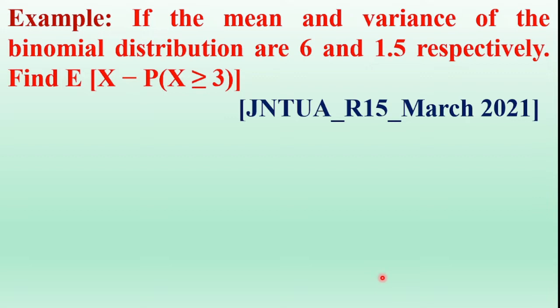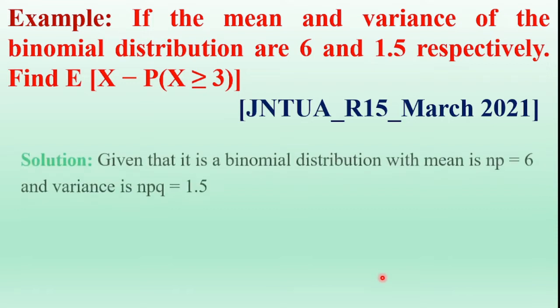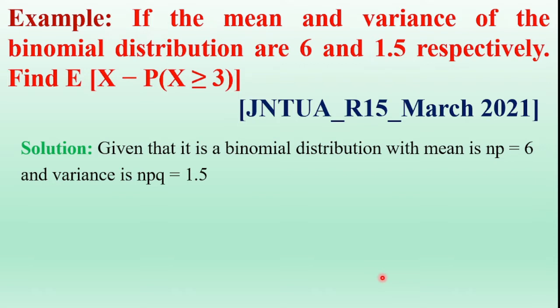In this video, I am going to discuss one more example of the binomial distribution. And this is a previous examination question. The example is: if the mean and variance of the binomial distribution are 6 and 1.5 respectively, find the expectation of X minus P of X greater than or equal to 3. Now coming to the solution, given that the random variable X is the binomial random variable.